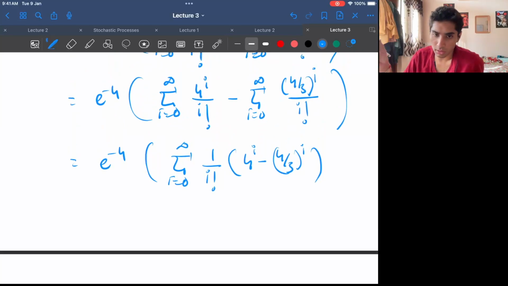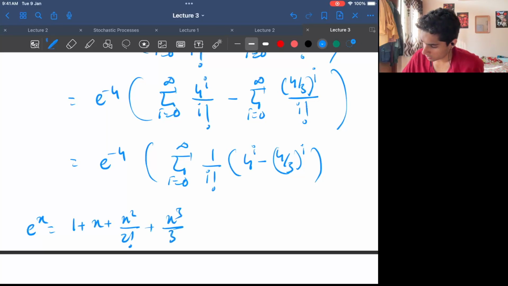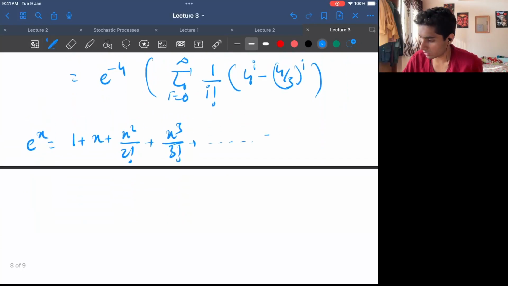So there's something called power series expansion. So e raised to x can be written as 1 plus x plus x square by 2 factorial plus x cubed by 3 factorial plus and so on. Do you know about this thing? This is called Taylor series expansion.